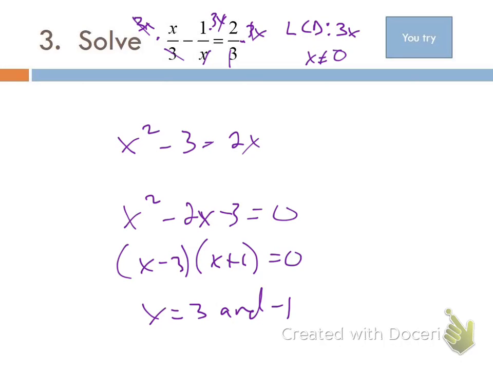So anyway, we multiply through by 3x. We get the quadratic equation x squared minus 3 equals 2x. Get it equal to 0, set our factors equal to 0. We find that our solutions are 3 and negative 1. Neither one of them is 0, so we're okay.